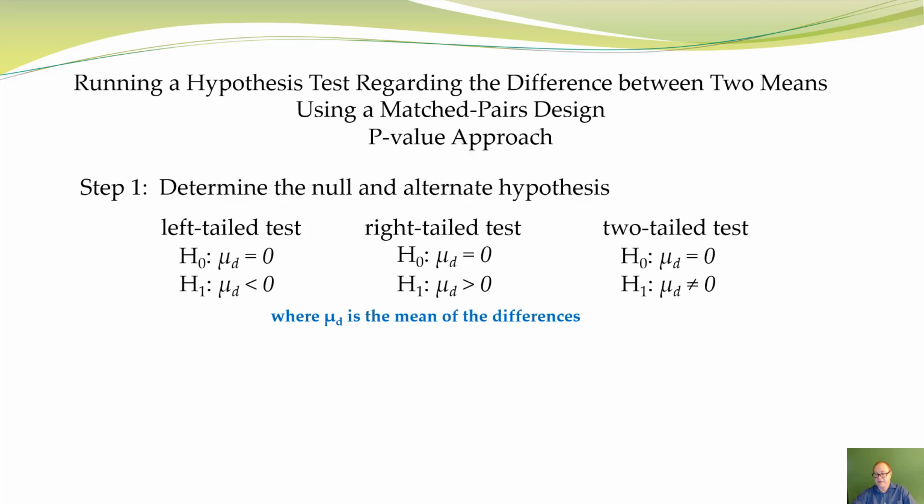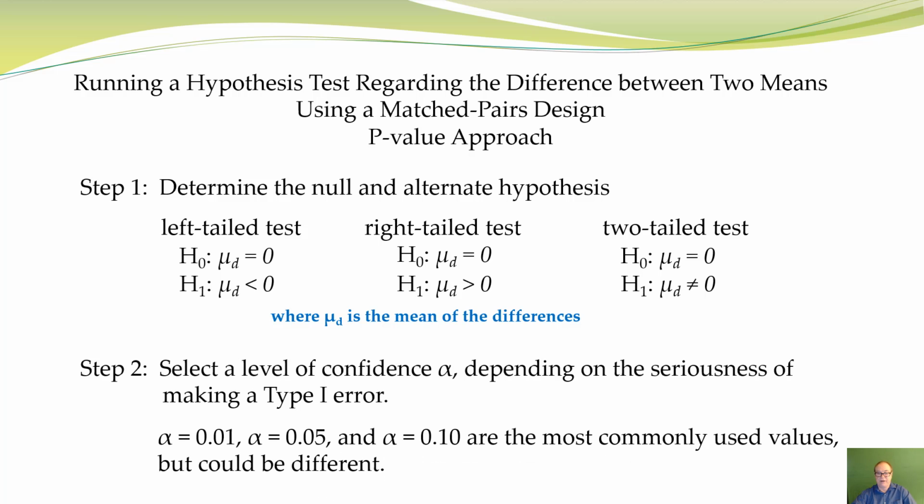Right-tailed test, mean of the differences equals 0. The alternate is that the mean of the differences is greater than 0, which means sample 1 is larger than sample 2. Two-tailed test, mean difference equals 0. There is no difference. The alternate would be the mean difference is not equal to 0, which means there is a difference.